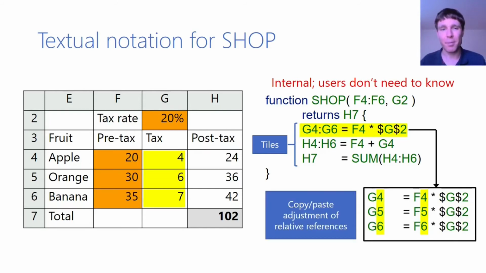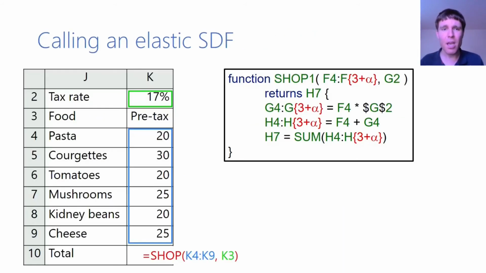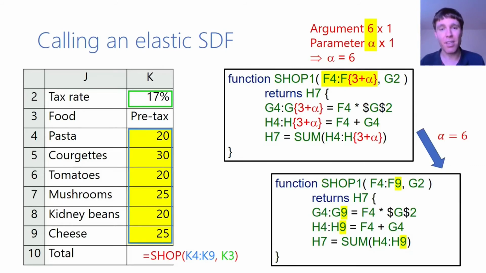We can now write the elastic SDF that we want in this notation by introducing a length variable alpha that can take any non-negative integer value. Of course, if we set alpha to 3, we get the original SHOP back. We'll call this elastic SDF SHOP1 for reference in this talk, though the user would invoke it using the original name SHOP. When an elastic SDF is called, we set the length variables to match the argument sizes, in this case setting alpha to 6, and substitute them into the definition, giving an ordinary SDF that we can evaluate as before.